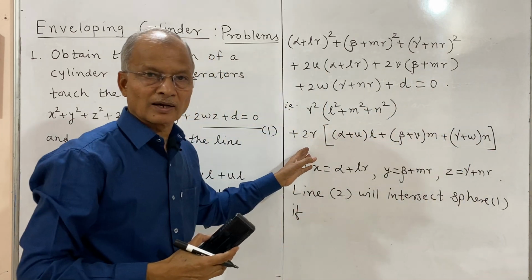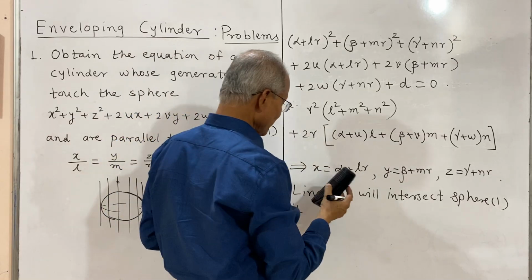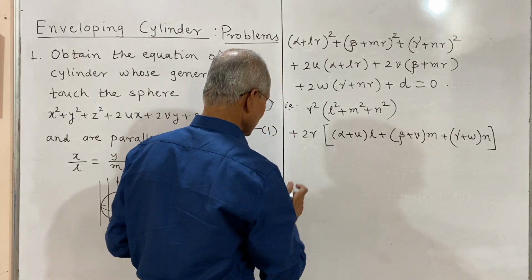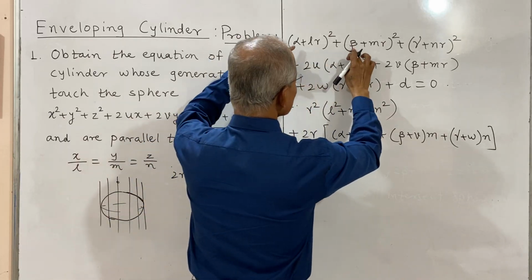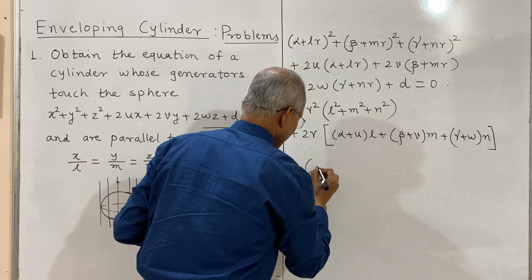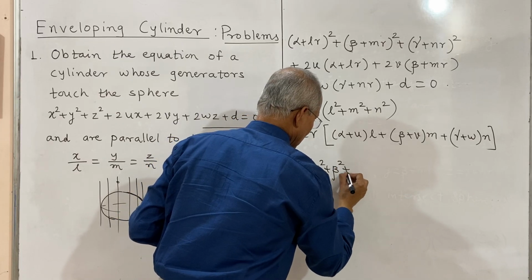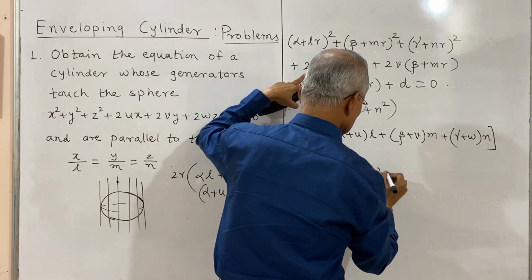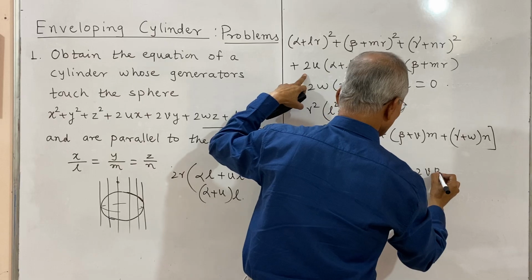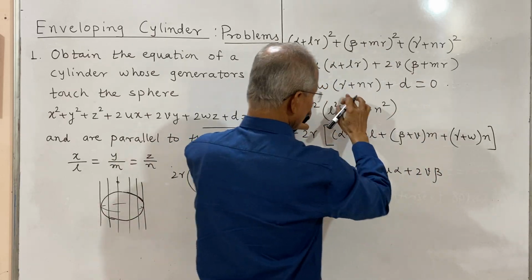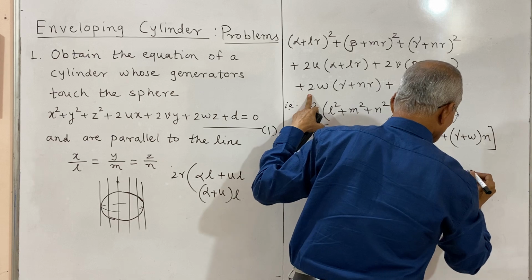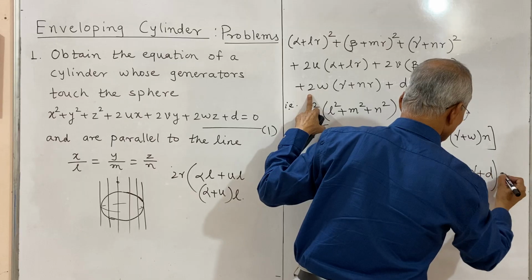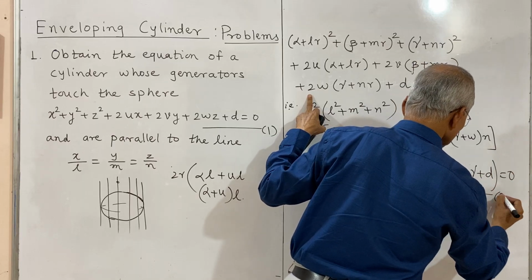These are the terms of 2R, verify it. And now what are the remaining terms which do not contain R? Here it is alpha square plus beta square plus gamma square, and next is 2U alpha plus 2V beta and 2W gamma and plus D is equal to 0. We shall suppose this as equation 3.